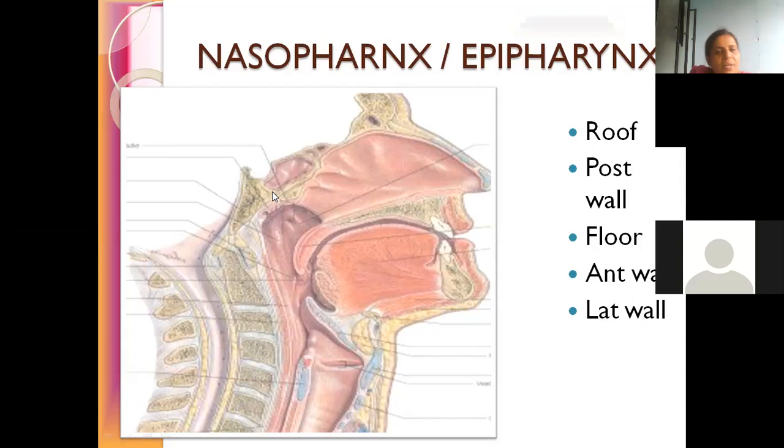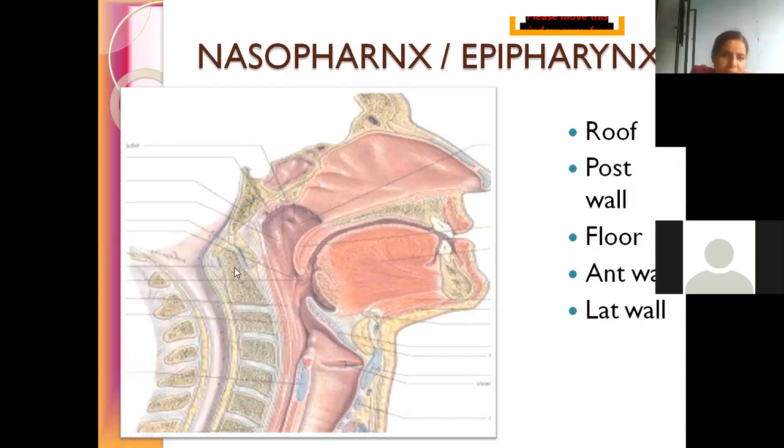Sphenoidal sinus. Excellent. Very good. Sphenoidal. Ethmoid bone? No, ma'am, no, beta. The sphenoid bone only. The bone is also sphenoid. You need not change the name of the bone. Same bone. Basi-occiput we call it. This whole area, though it is sphenoid bone, one special name is given, basi-occiput. Okay, roof, basi-occiput also.